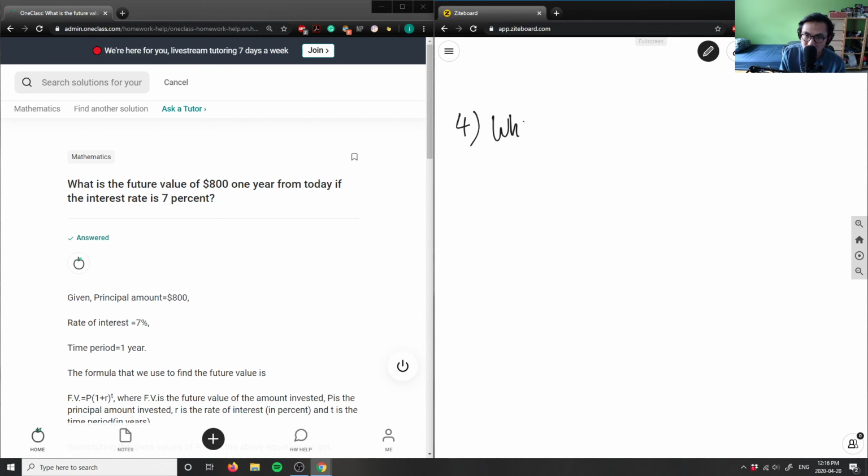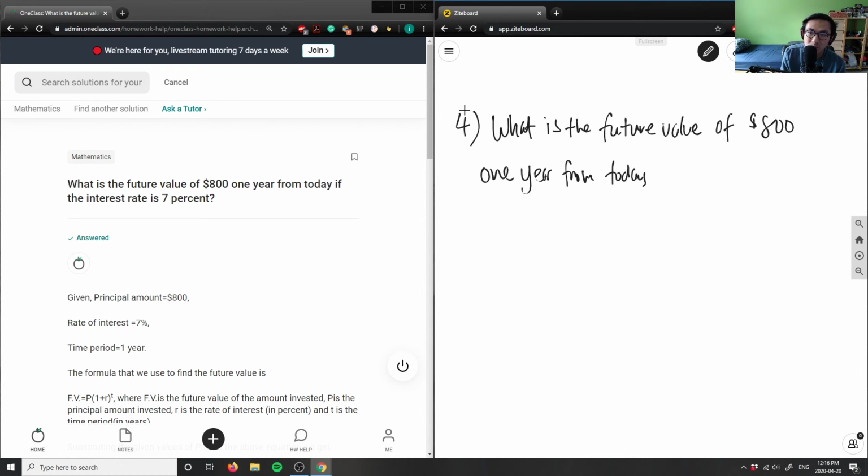So what is the future value of $800, 1 year from today, if the interest rate, I misspelled interest, rate is 7%? So what is the future value of $800 1 year from today if interest is 7%?